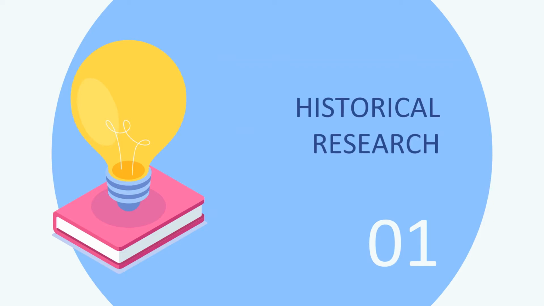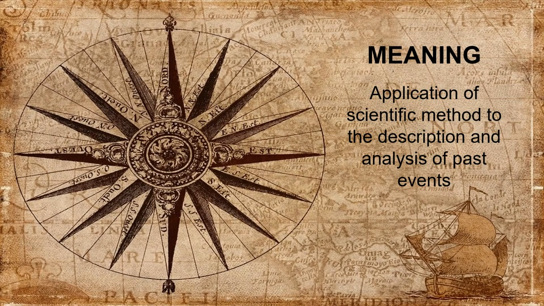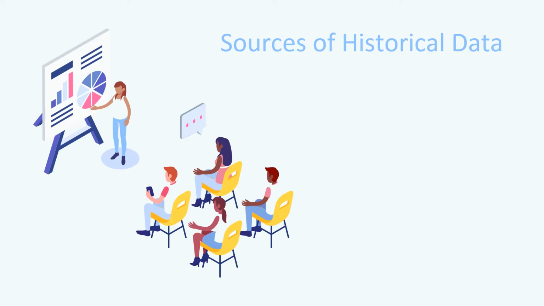Historical research. Historical research is the application of scientific method to the description and analysis of the past events. There are two sources of historical data. Number one is primary sources and number two is secondary sources.